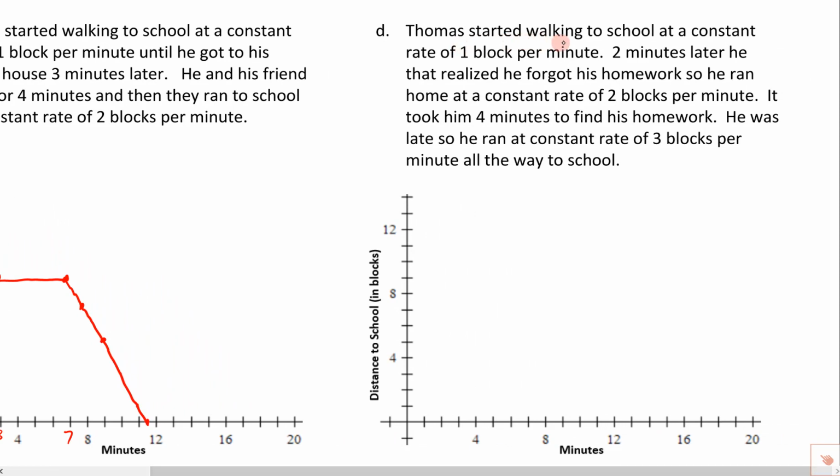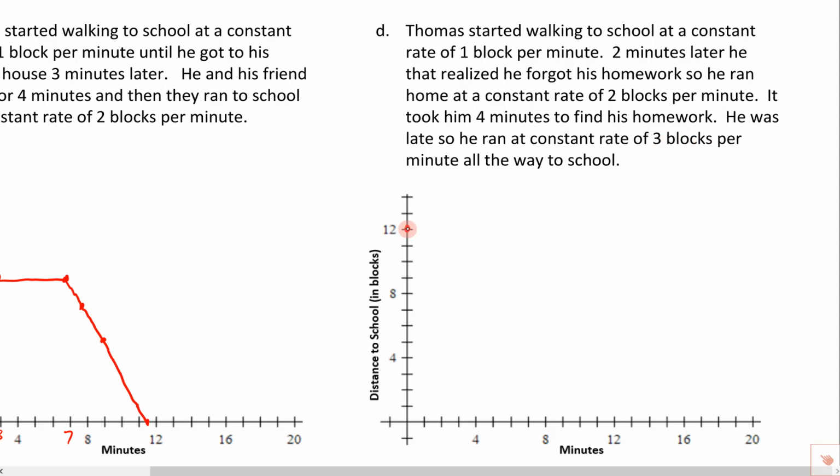Okay, Thomas started walking to school at a constant rate of 1 block per minute. We've got that part figured out. 2 minutes later, he realized he forgot his homework, so he ran home at a constant rate of 2 blocks per minute. Okay, it took him 4 minutes to find his homework, and he was late, so he ran at a constant rate of 3 blocks per minute. So he was really booking it here. Okay, so let's take a look here.